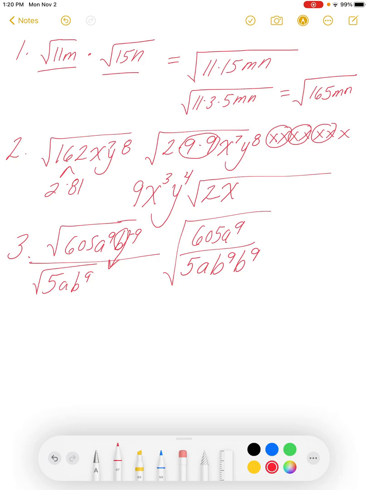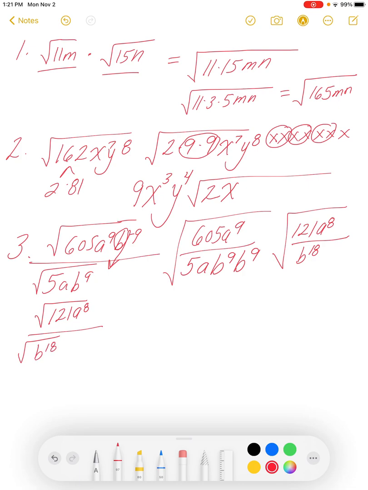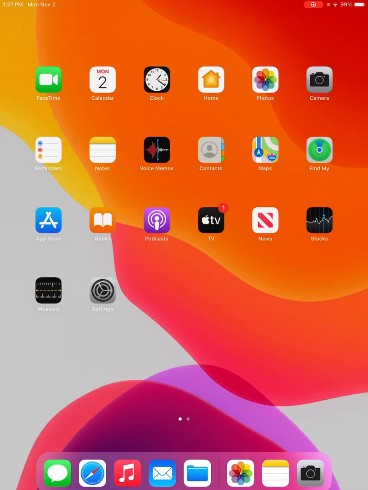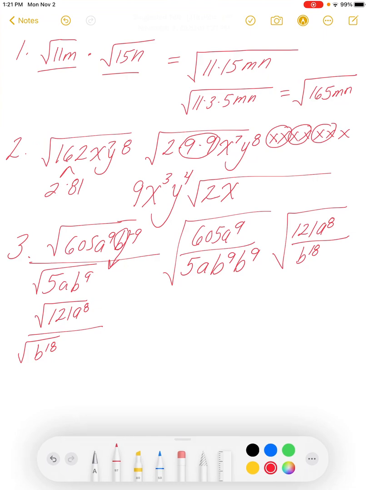So 605 divided by 5. Make sure you keep your fraction line and put things in the correct spot. 605 divided by 5 is 121. a to the 9th and a to the 1st on bottom becomes a to the 8th on top. b to the 9th and b to the 9th on bottom is b to the 18th. From there, we would square root the top. We would square root the bottom. So then the square root of 121 is 11. The square root of 121 is 11.